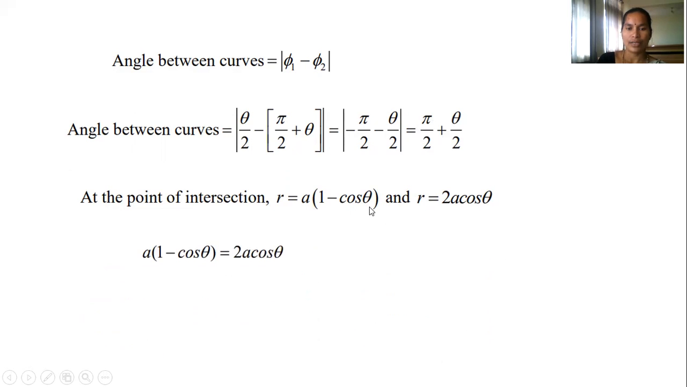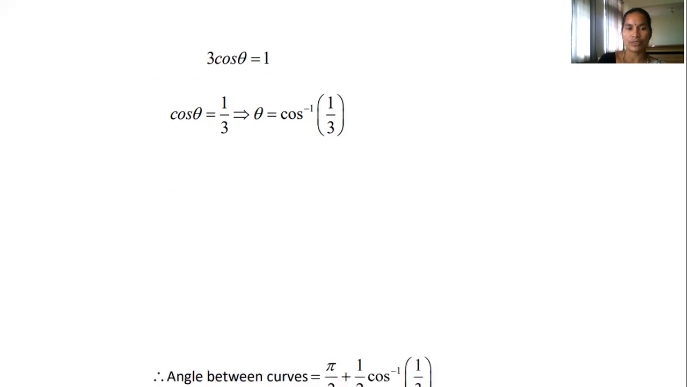So therefore, a into 1 minus cos theta is equal to 2a into cos theta. Here you can observe a gets cancelled. We'll have 1 minus cos theta is equal to 2 into cos theta. If we shift this cos theta to the RHS, we'll get 1 is equal to 3 cos theta. So here we have 3 cos theta is equal to 1. So therefore, cos theta is equal to 1 by 3. So therefore, theta is equal to cos inverse of 1 by 3.